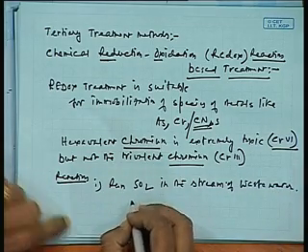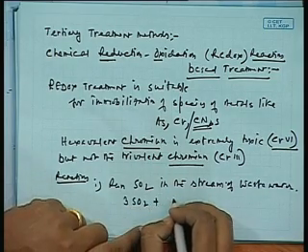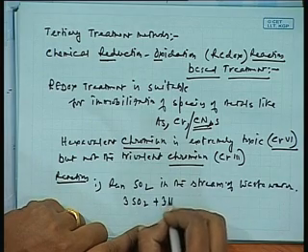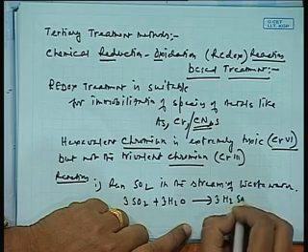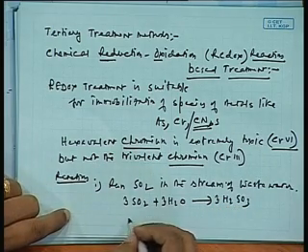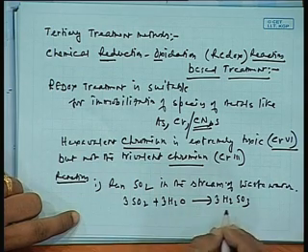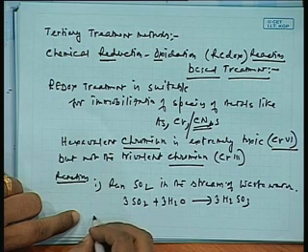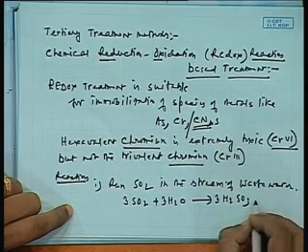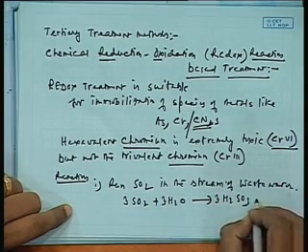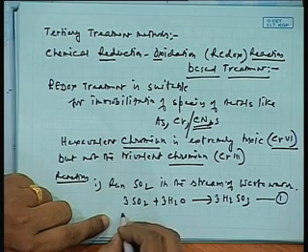What we are trying to do is this: 3SO2 plus 3H2O, combining with water. As you can see, this makes 3H2SO3, sulfurous acid. This is the first stage of the reaction.